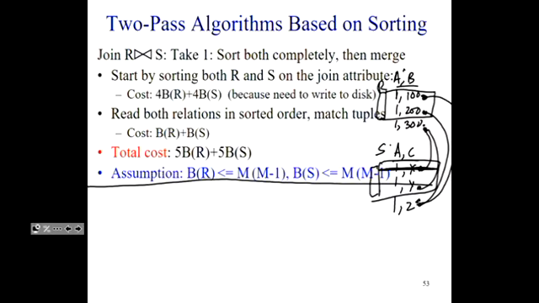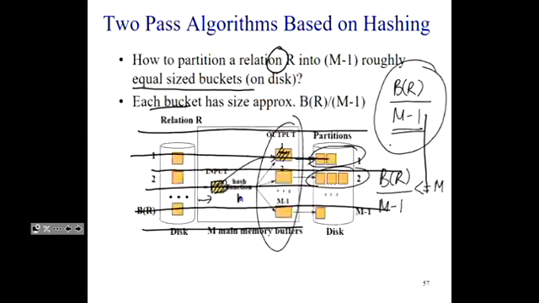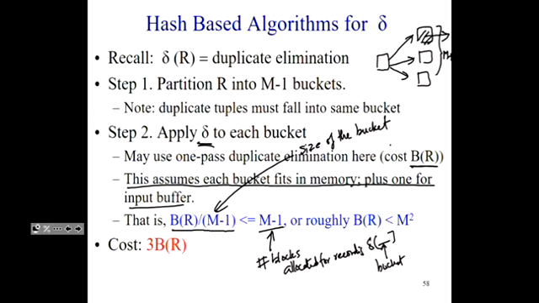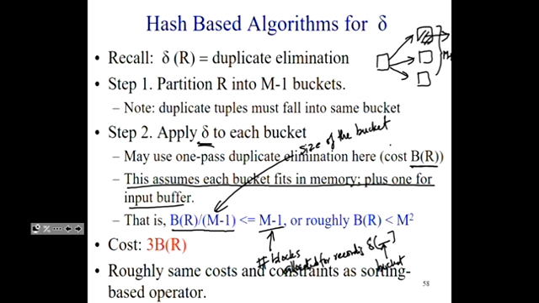So you have partitioned things into buckets, and you want to ensure that each bucket fits in memory. So it's the same as the previous algorithm, but applied to each bucket. So B(R) divided by M minus 1 is less than or equal to M minus 1, and therefore B(R) is roughly less than M squared. All right? Any questions about this?